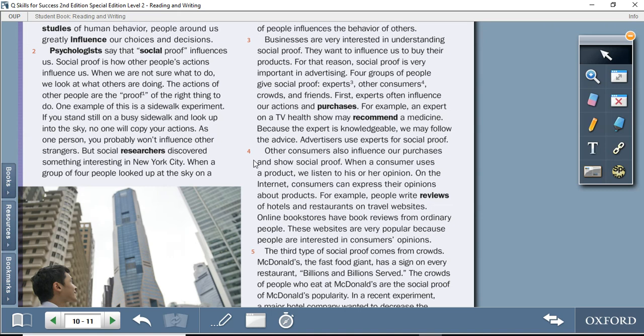Other consumers also influence our purchases and show social proof. When a consumer uses a product, we listen to his or her opinion. On the internet, consumers can express their opinions about products. For example, people write reviews of hotels and restaurants on travel websites. Online bookstores have book reviews from ordinary people. These websites are very popular because people are interested in consumers' opinions.